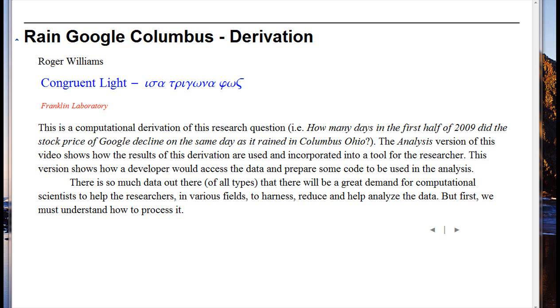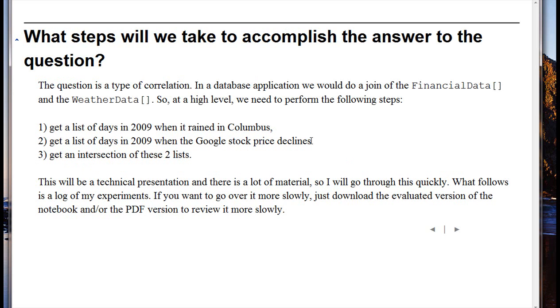in the analysis. Now, there's so much data out there of all types that there will be a great demand for computational scientists to help the researchers in various fields to harness, reduce, and help analyze the data. But first, we must understand how to process it. So what steps will we take to accomplish this?